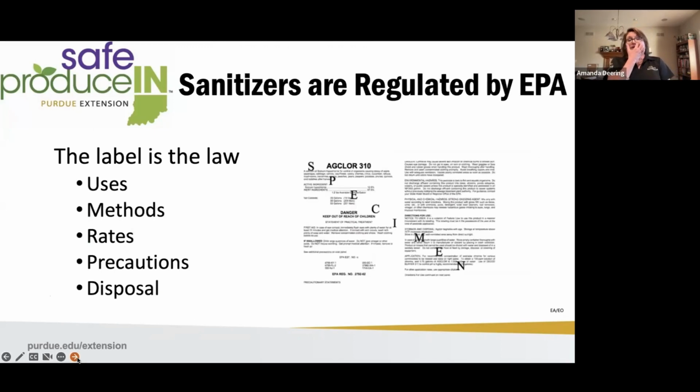And the label is the law. Any sanitizer that you use needs to say that it is for fruit and vegetable washing, or for a food contact surface, or whatever you're trying to do with it. So it has to have that use on there. It'll tell you how to use it, precautions, and how to dispose of it. It'll give you all that information on the label. And this is just an example of one sanitizer.